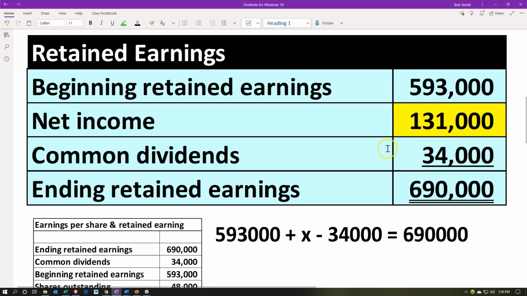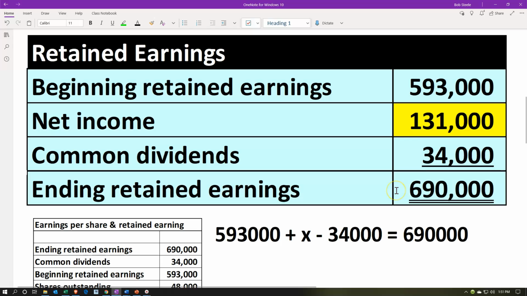So the normal format: beginning retained earnings from the prior period, plus the net income if there was income in the period, which is normal. If there was a loss, then you'd have to subtract the loss, but normally income. Then you'd have the common dividends that were paid out. You're always going to be subtracting the dividends.